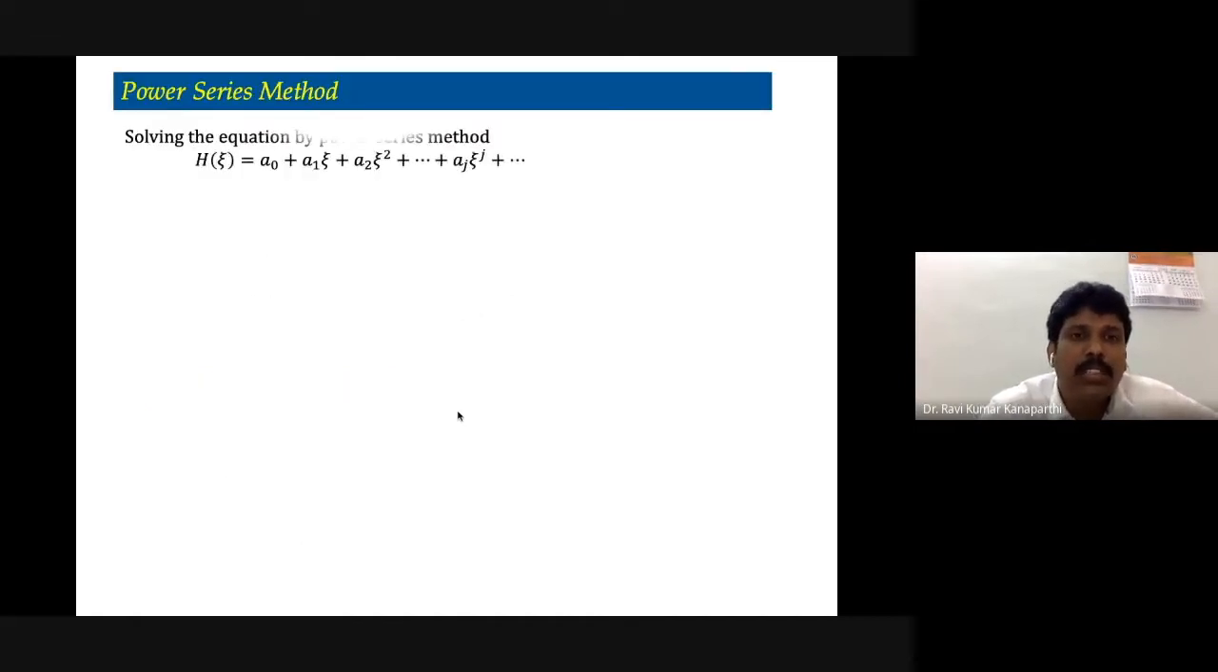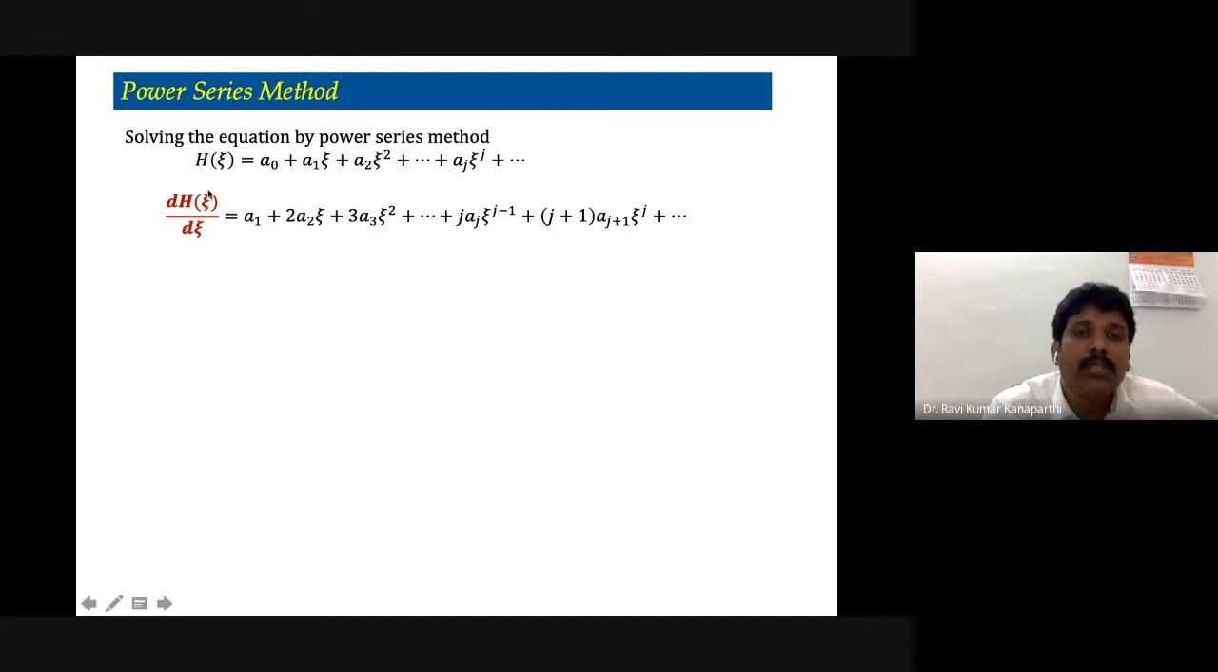So in the power series method, first we will evaluate the first derivative. The first derivative of this infinite power series is: the derivative of the constant is 0, and for a1 z, the derivative is just a1. What about this term? Here you have a constant a2, you can keep it as such, and the derivative of z square is 2z, so 2 times a2 multiplied by z, plus 3 a3 z square, plus and so on.